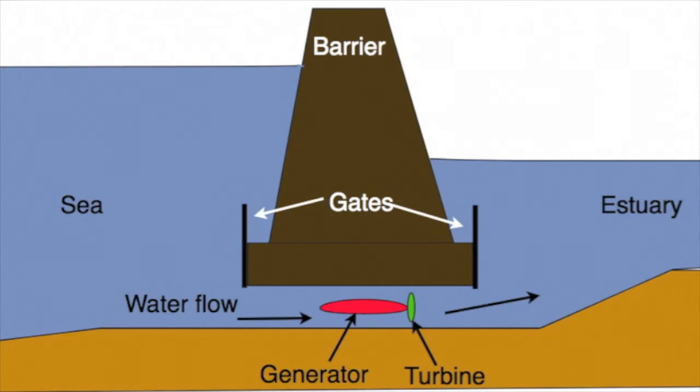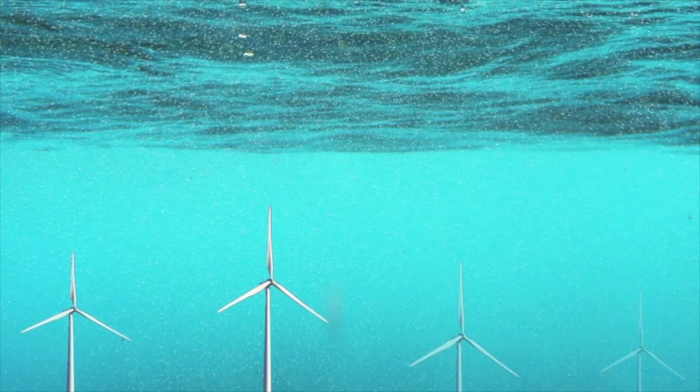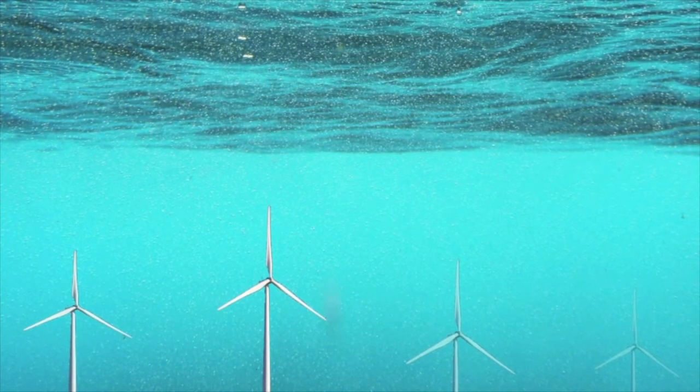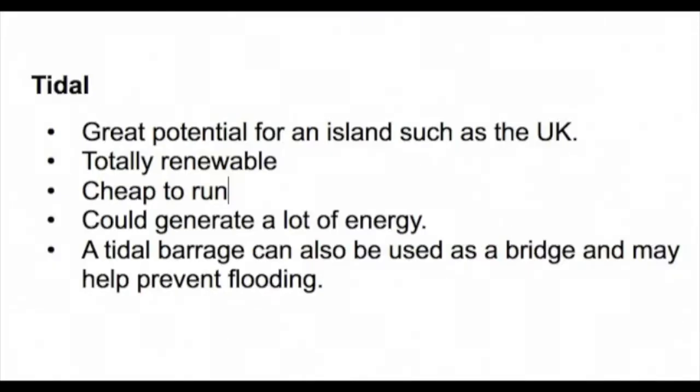An alternative system, and rather cheaper, is to place turbines on the seabed where the tidal flow is fast. And there are several of such places around the British coasts. So the advantages of this largely unexploited resource are that it has considerable potential around the UK. It's a total renewable energy resource. Once set up, it's relatively cheap to run and can generate a large amount of energy. A tidal barrage can also be used as a bridge across an estuary and may well help to reduce the risk of flooding.